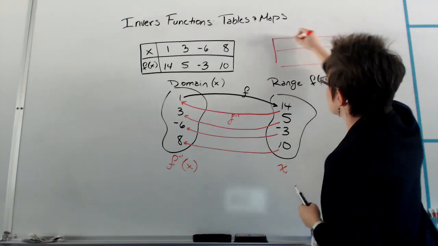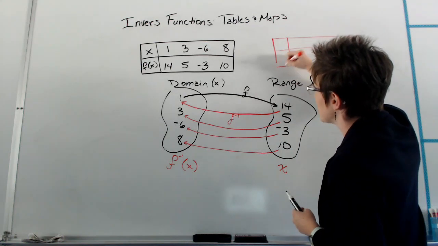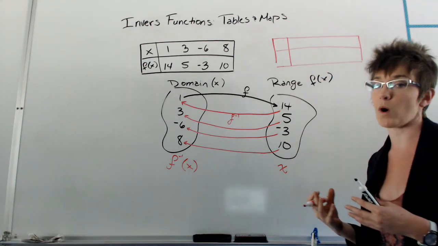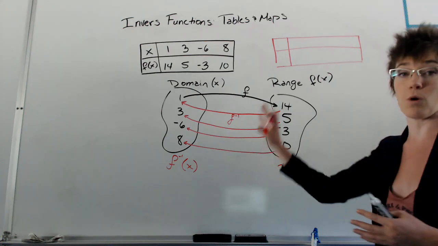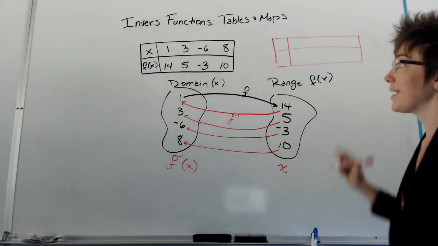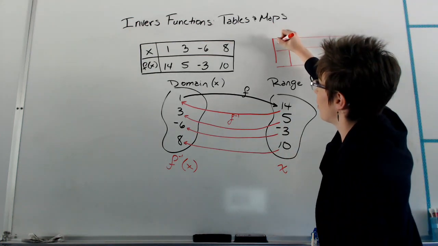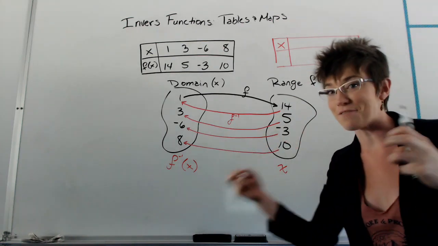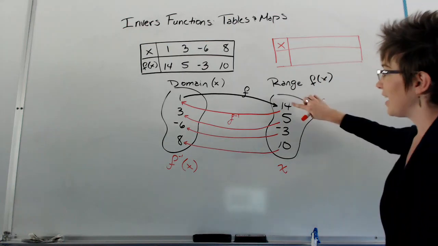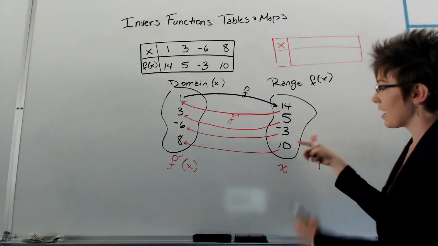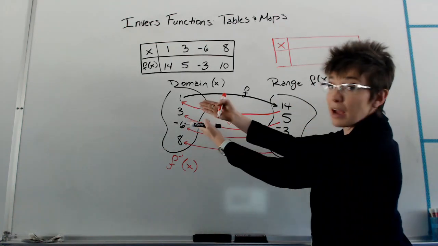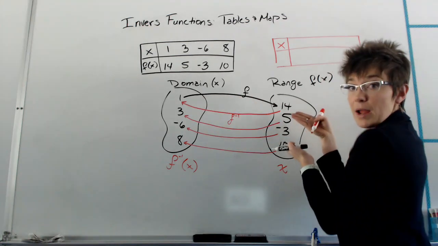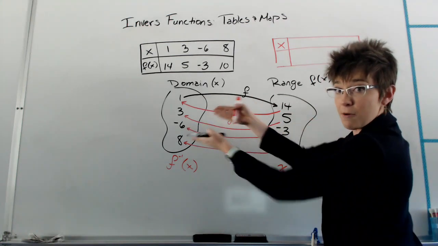Okay. Now this part is where I personally tend to get a little bit confused, which is why having the visual really helps me. Now these are what I call x. These are my inputs to the inverse function, and it's all these guys. Because remember, I'm taking these and mapping them backwards. So these are now my inputs, and these are my outputs.